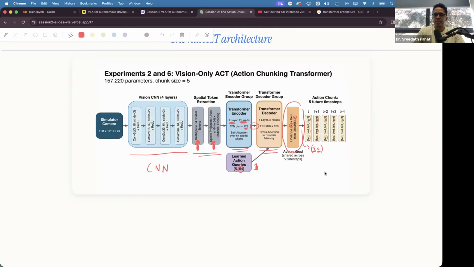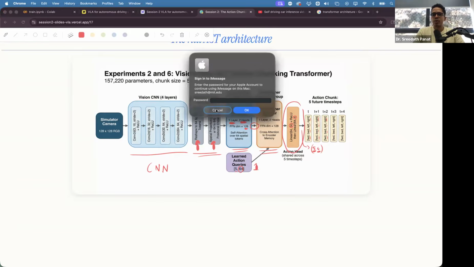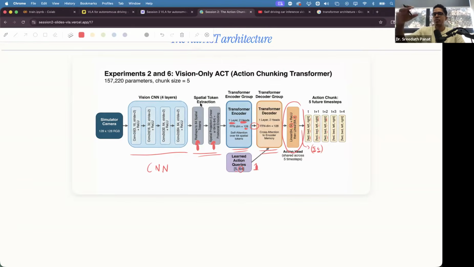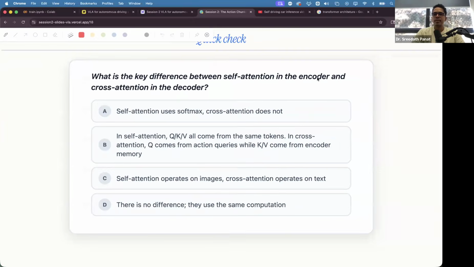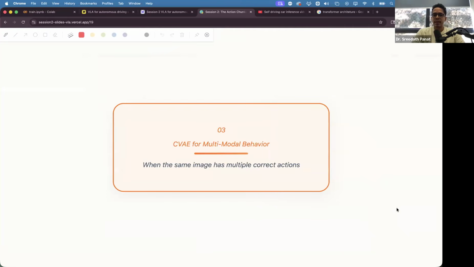Very simple architecture. I'm not going to show the code for this, because when I show the code for experiment number 9, which is the most extensive, you will naturally feel very easy about this. The code, you have it in the corresponding notebook. I'll be posting that. Now let's think about the conditional variational autoencoder, for multimodal behavior. Basically, we have 2 modes.